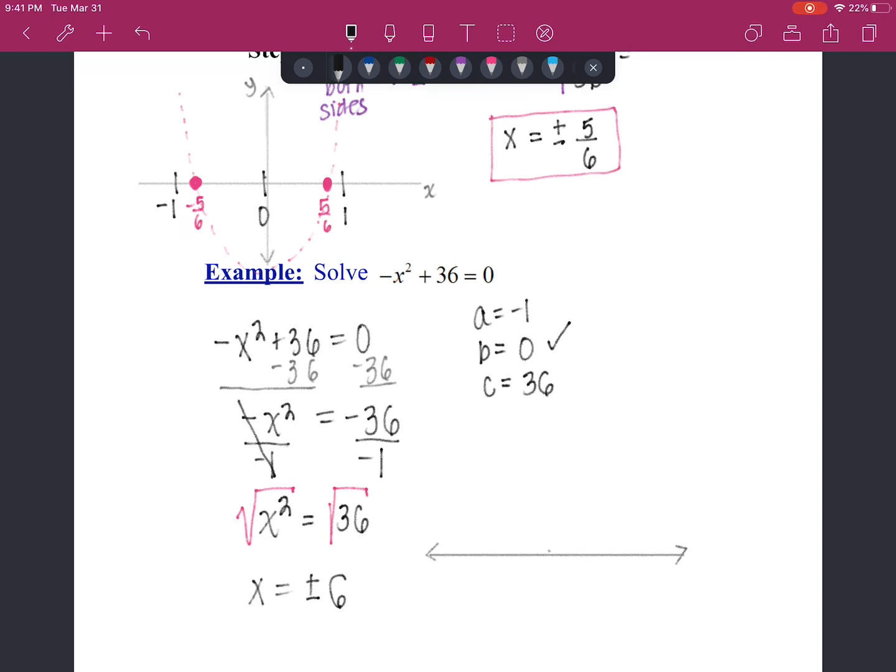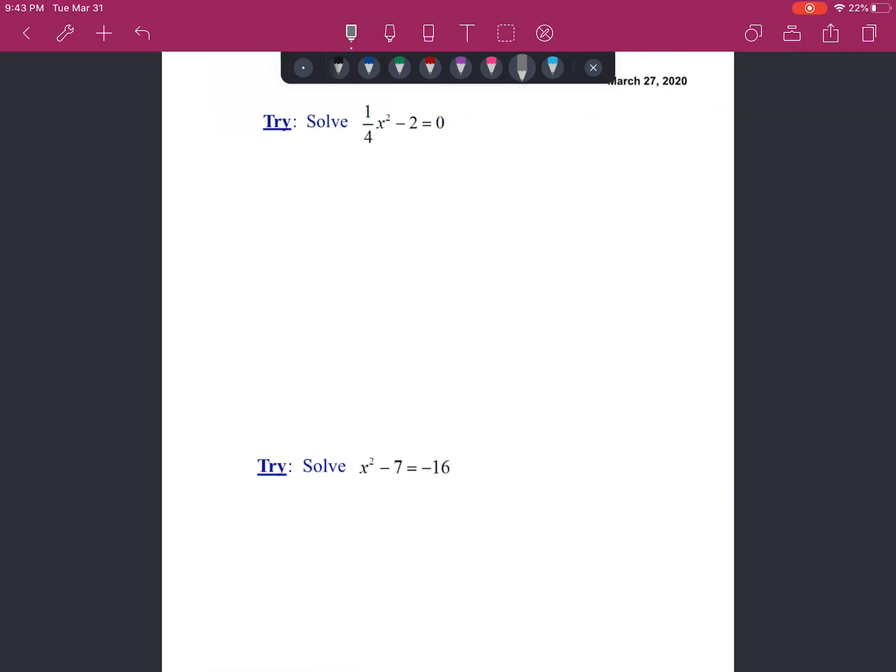And on all of these problems, I am going to plot my answer. There's 0 in the middle. 1, 2, 3, 4, 5, 6. 1, 2, 3, 4, 5, 6. So I'm going to plot those two answers. In both of these cases, we had two answers. I'm going to plot them on the x-axis, and then I'm going to draw a little y-axis right there. So x and y.